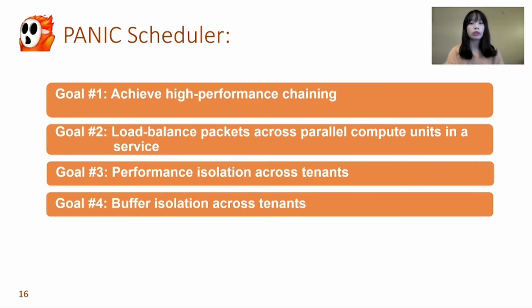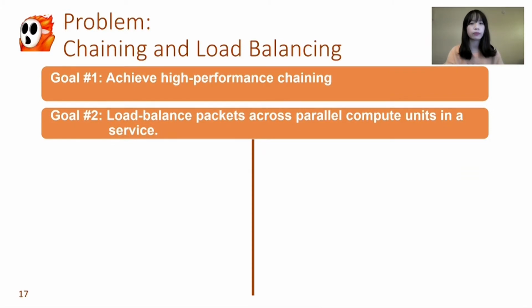Then I'm going to introduce the PANIC scheduler. There are four main goals for us when we design the scheduler. The first goal is to achieve high-performance chaining. The second goal is load balancing packets between parallel compute units. The third one is performance isolation, and the last one is buffer isolation.